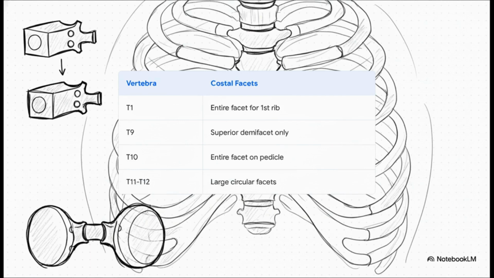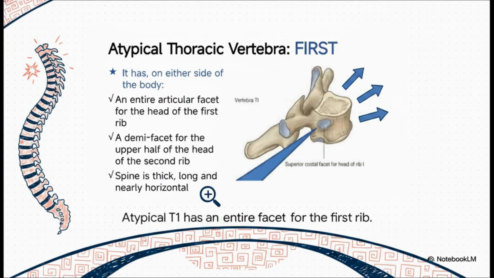on their transverse processes. Let's put T1 in the spotlight for a second to see exactly why it's so unique. Instead of just a demifacet, it boasts an entire articular facet dedicated solely to the head of the first rib, along with a demifacet below it for the second rib. Plus, think about its spine. Instead of pointing downward, like the typical ones, T1 has a thick, long, and almost totally horizontal spinous process. It's built differently for a reason. It serves as that critical structural bridge between your highly flexible neck and your super rigid thorax.